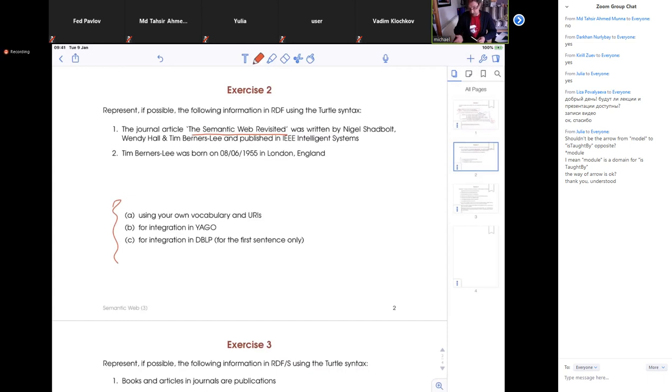Yeah, that's one scenario. Another scenario, for integration in Yago. Yago is some vocabulary and data set, and you just Google Yago and use the vocabulary provided by Yago. Now, I'm not going to do this. Or for integration in DBLP. Yeah, and I showed you a DBLP web page. Okay, so let's try to answer question A quickly.